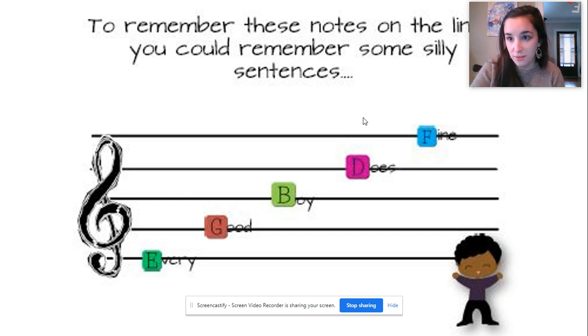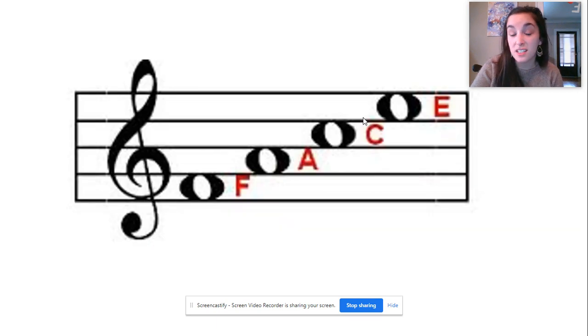Now, we also need to figure out what the letters are for the spaces. And that's really nice because space rhymes with the word face. So if you can remember, space rhymes with face, you're always going to know that F-A-C-E represents the letters of the spaces starting at the bottom of the music staff. F, A, C, and E.